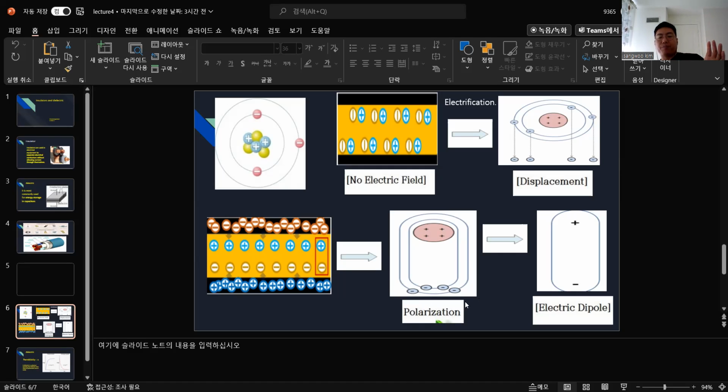It's going to be the plus particles here, and the minus particles kind of separate, right? And when we say this looks like, only plus and minus. So more specifically, the polarization makes an electric dipole. That's it. If you understand this concept, it will help you understand more about capacitors.